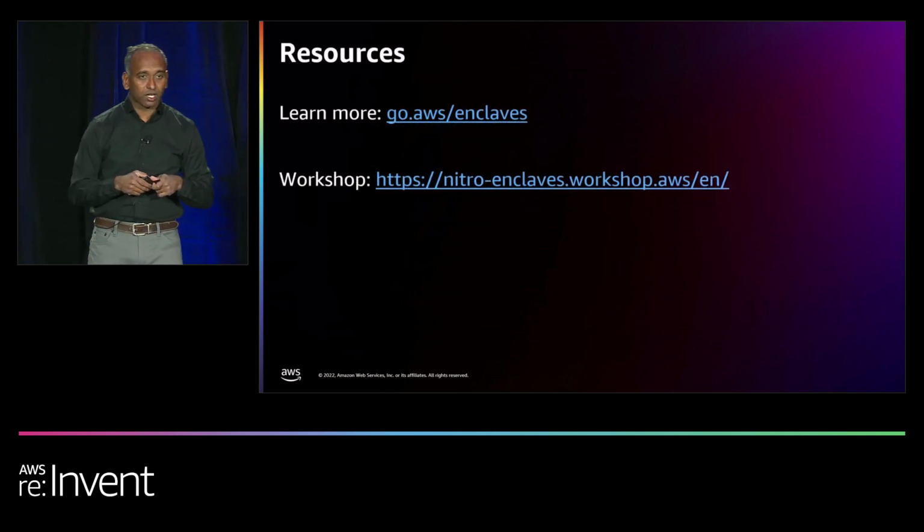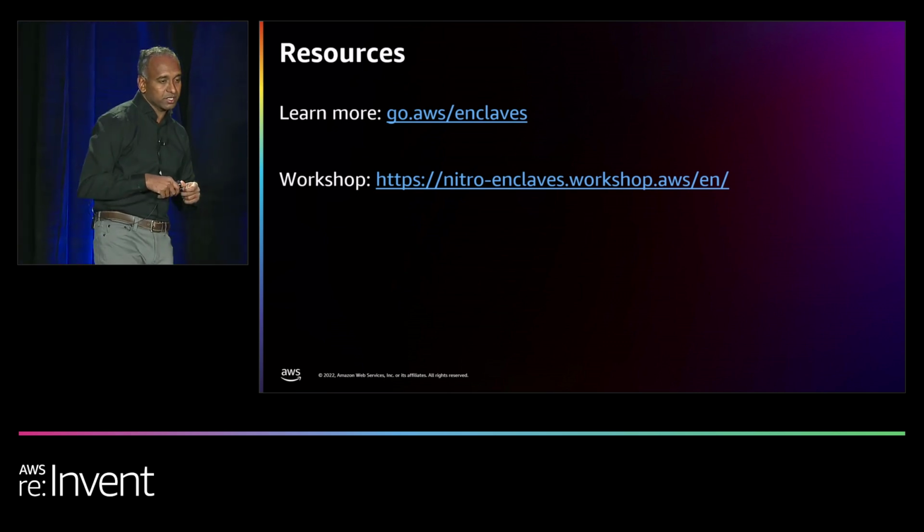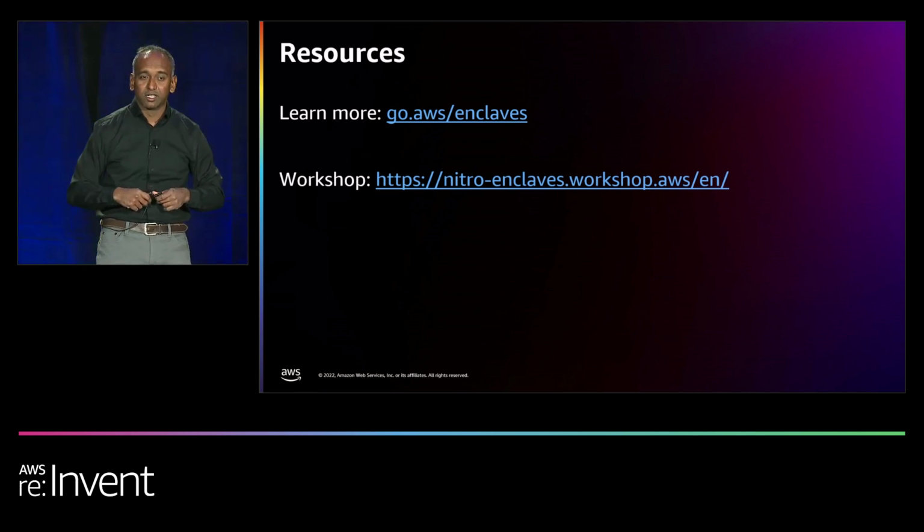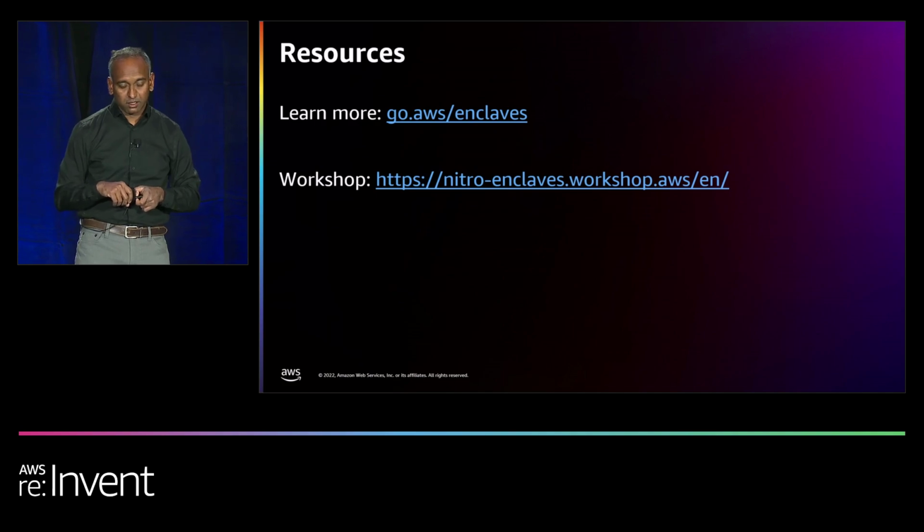I want to close this session out by leaving you with 2 key resources, in addition to the white paper that JD talked to you about earlier. Number 1 is to learn more about enclaves: go.aws/enclaves. And number 2, we have a self-help, self-paced workshop for you that walks you through how to spin up an enclave, how to work with it, how to drop your application in there, and how to do the cryptographic attestation that we talked about. You can do all of that on your own. The workshop is online, and anybody can go and use it.